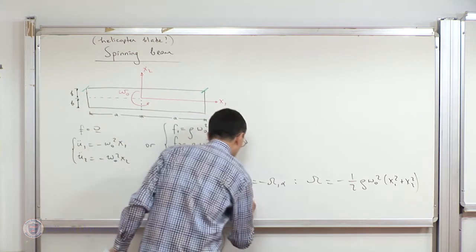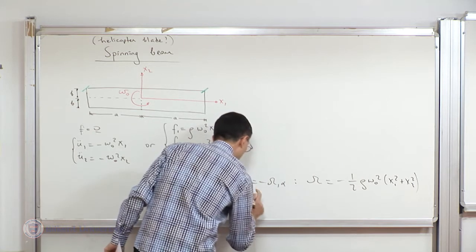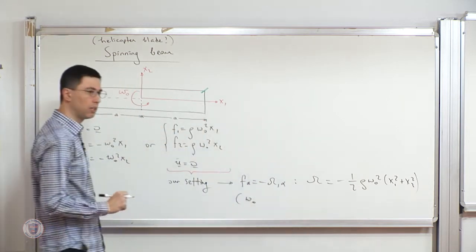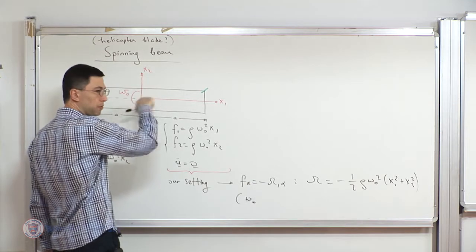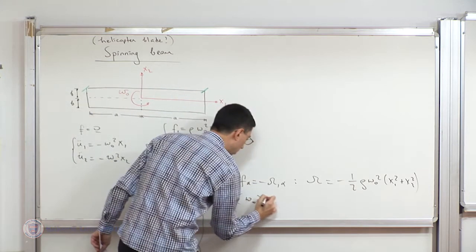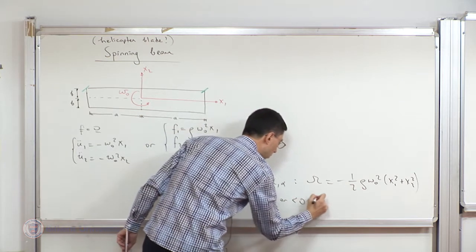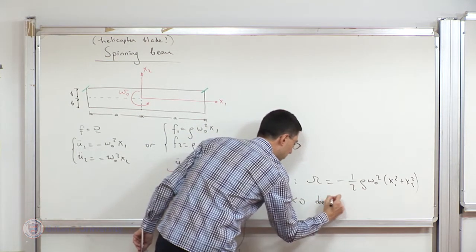And also notice that the angular velocity goes as a square into our equation, so it really doesn't matter whether it rotates like this or like that. So greater than 0 or less than 0 doesn't matter.